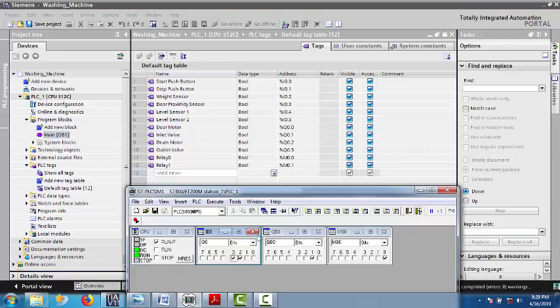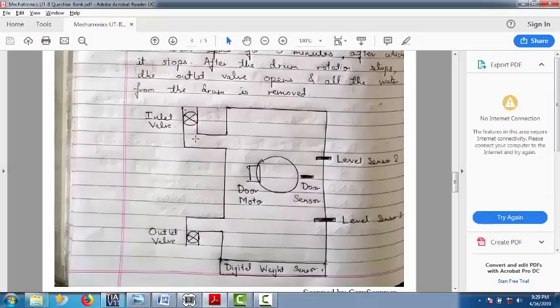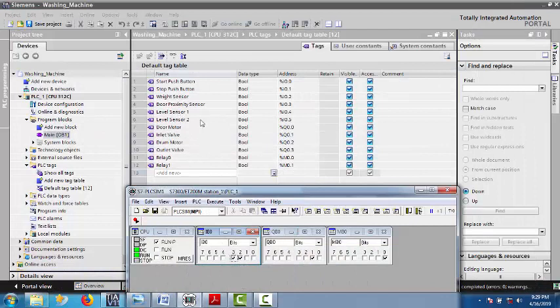So the inlet valve is turned on. Water is filling into the machine. The water will slowly fill and it will reach level sensor 1. As soon as level sensor 1 is sensed, the drum motor shall start rotating. Okay, so level sensor 1, see, drum motor has started rotating. Q 0.2. Drum motor has started rotating. Now the drum motor will rotate for 5 minutes.